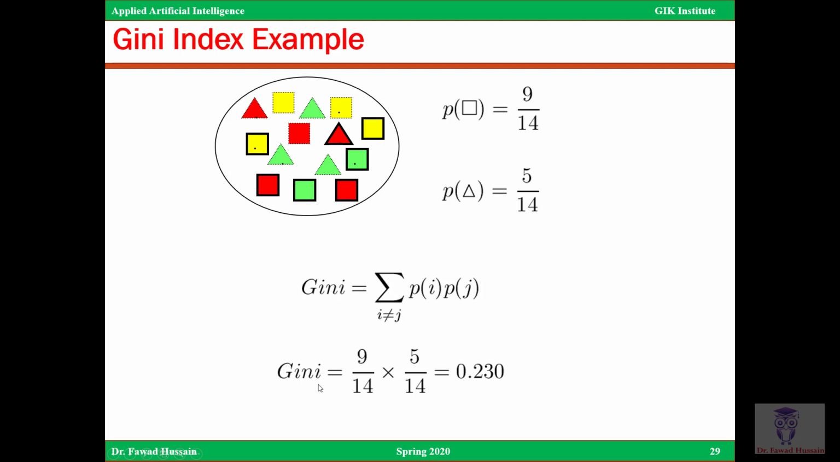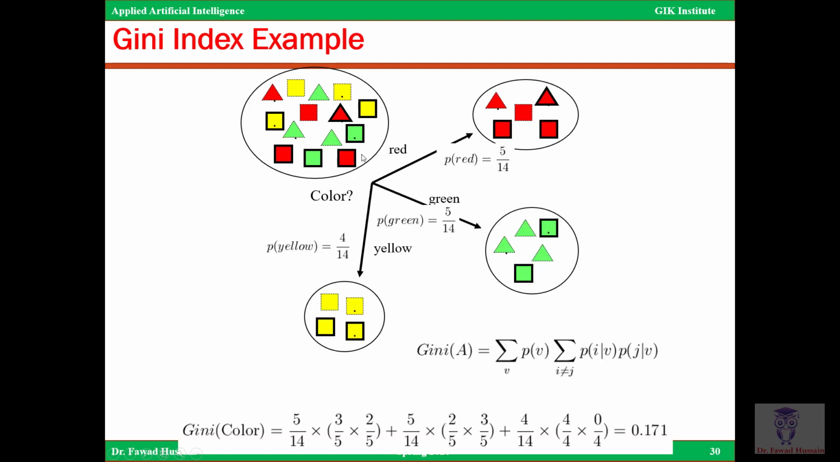Next, we see what happens if we use an attribute. Can we reduce the Gini or not? If we use color as an attribute and look at red, there are 1, 2, 3, 4, 5, so 5 red shapes. Among those 5 red shapes, we have 3 squares and 2 triangles. So the probability of red is 5 by 14. Similarly, the probability of green is 5 by 14 and the probability of yellow is 4 by 14, because there are only 4 yellow shapes. Next, we multiply it by the Gini.